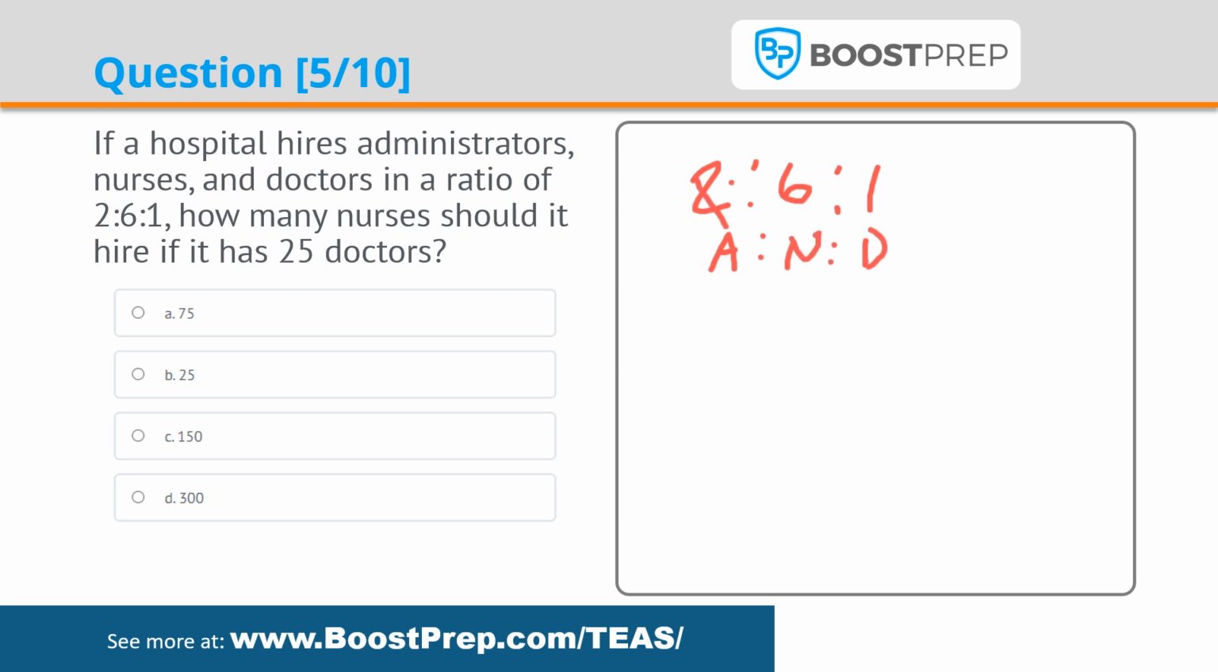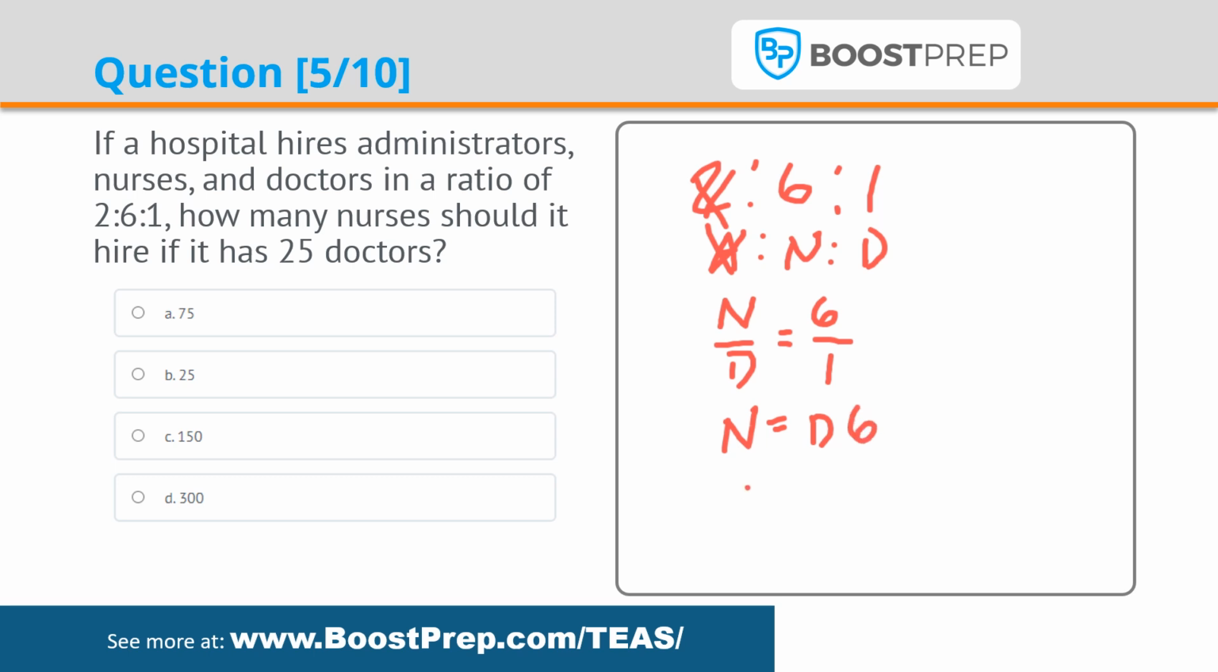You'll also notice that the question only mentions nurses and doctors, so we don't have to worry about the administrators and the administrator ratio. The ratio of nurses to doctors is given as 6 to 1. Now if we cross multiply that, we can solve for n. So we get n times 1, or n, equals d times 6.